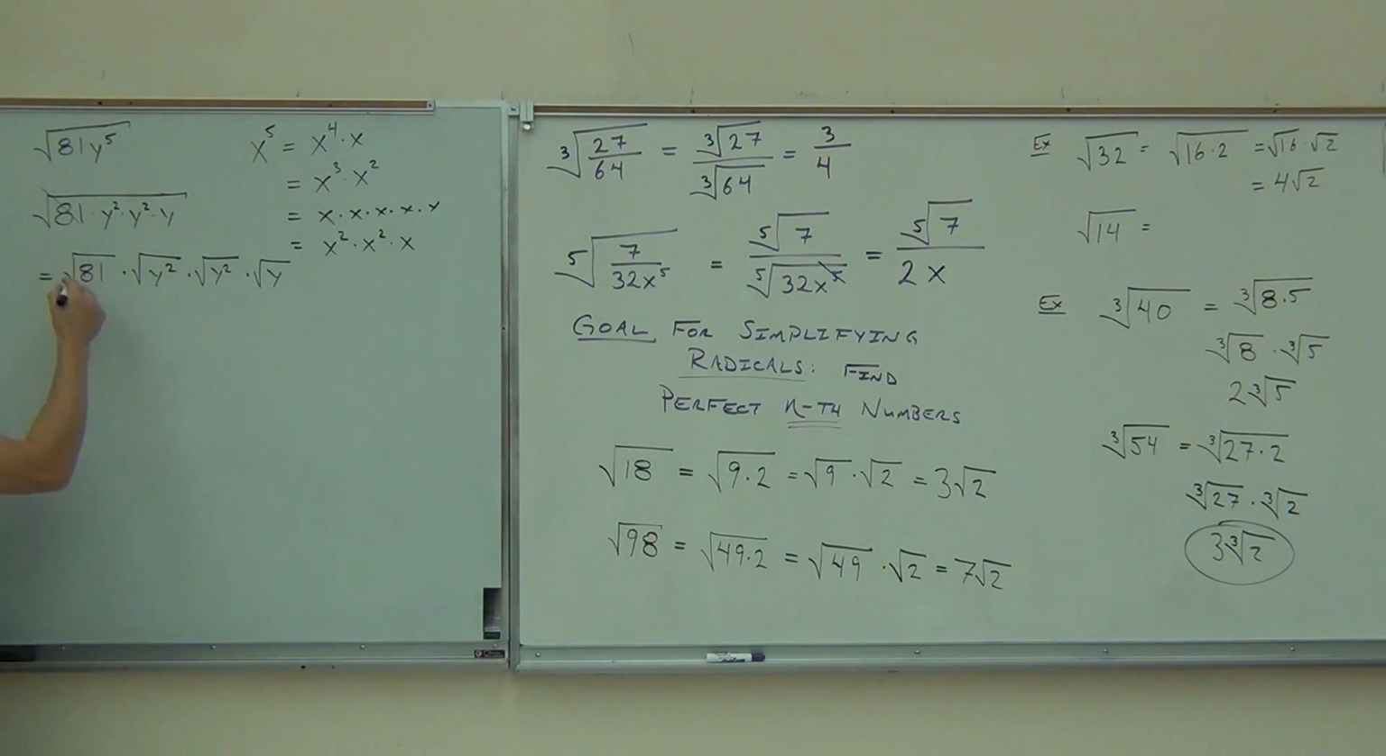Now we can say, okay, what's the square root of 81? Oh, that's 9. What's the square root of y squared, folks? Y. Good. Because we know those simplify. What's the square root of y squared? Y.